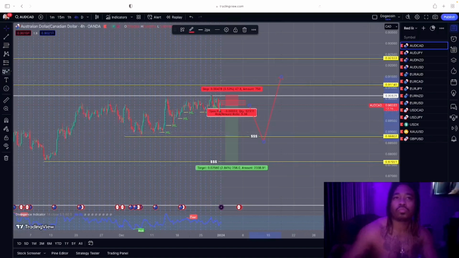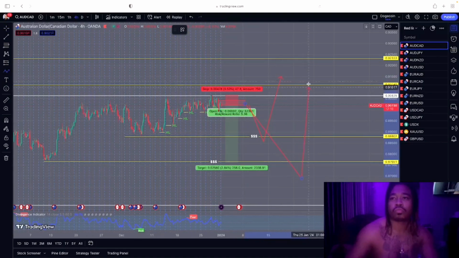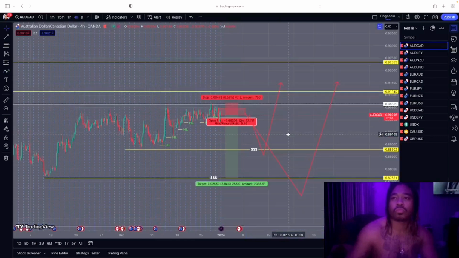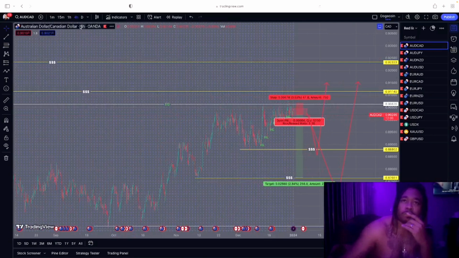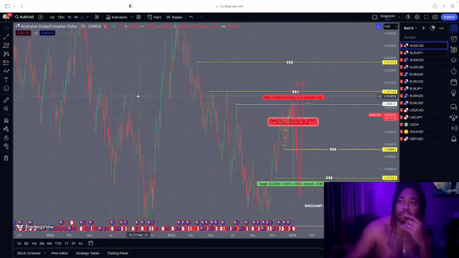Now, I'm basically showing you guys right here, if price drops down from there, these are the areas, and this is what could happen once price gets to these liquidity levels. Price can reverse either from the first one or the second one. I'm not trying to predict it. I'm trying to react to the market.